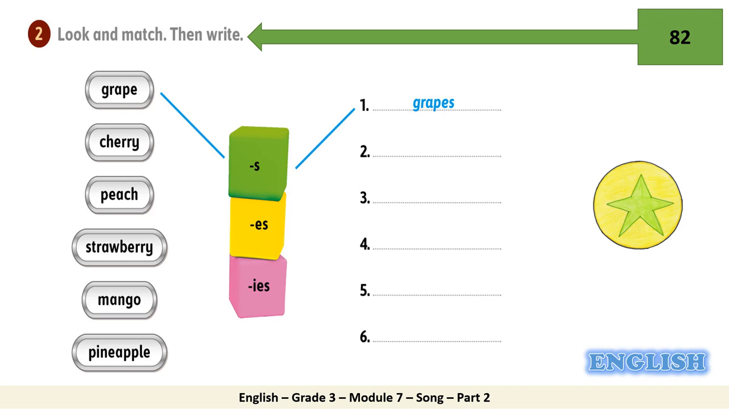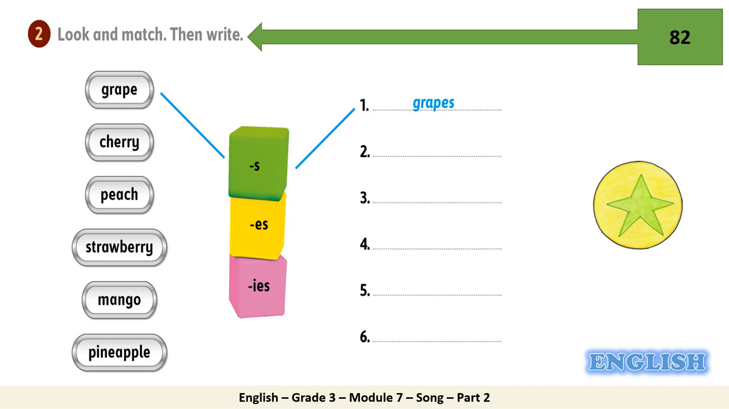The word grape. It needs an S to become grapes. Are you ready to do the rest? Please pause the video and try to match and write the words in the plural form. Did you do it correctly? I am sure you did. I have the star ready for you.